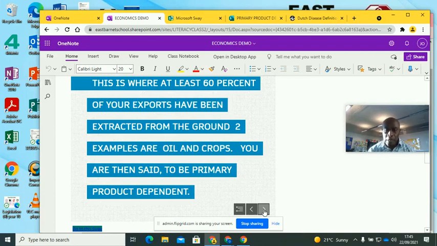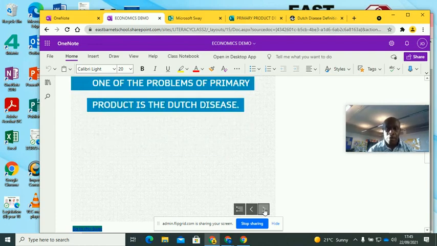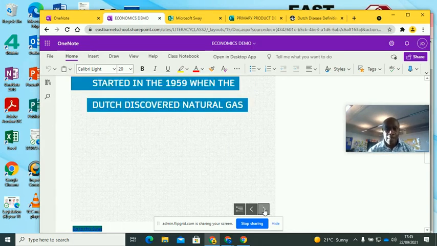Okay. Now, that sounds okay, but it does have a number of problems. And one of the issues could be the Dutch disease. This is what I'm going to talk about. We're going to examine how the Dutch disease could potentially cause a problem for countries who are relying on a lot of primary products. Now this all started in 1959 when the Dutch discovered natural gas, and that caused a little bit of excitement, and as a result, lots of money started flowing in.